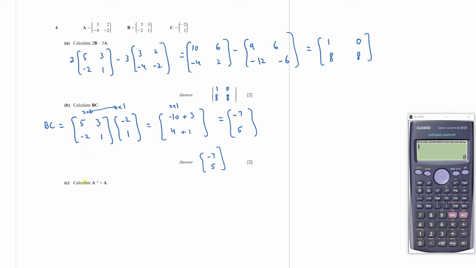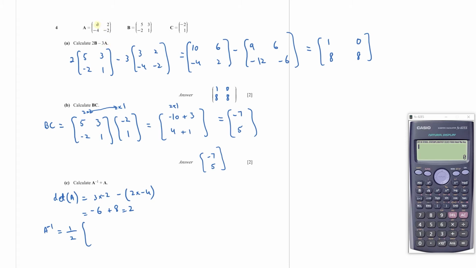Part C is calculate A inverse plus A. So let's first calculate A inverse. For that we will need the determinant of A, which will be 3 times minus 2, and then minus 2 times minus 4. So this will be minus 6, and this and minus will become plus 8, which is 2. So A inverse will be 1 over determinant, so 1 over 2 multiplied by the adjugate of A.